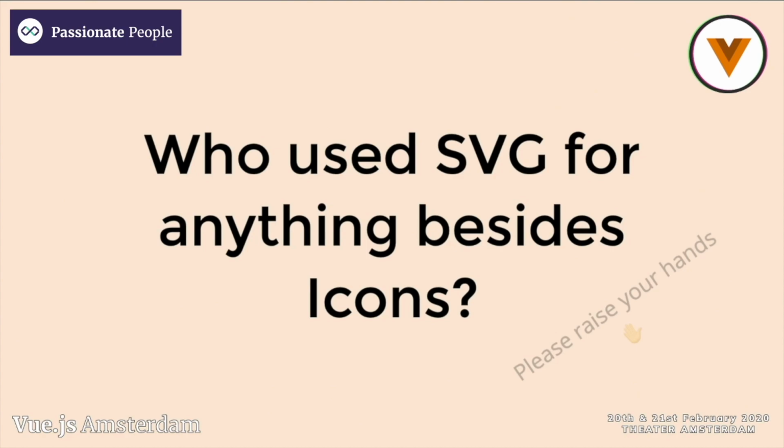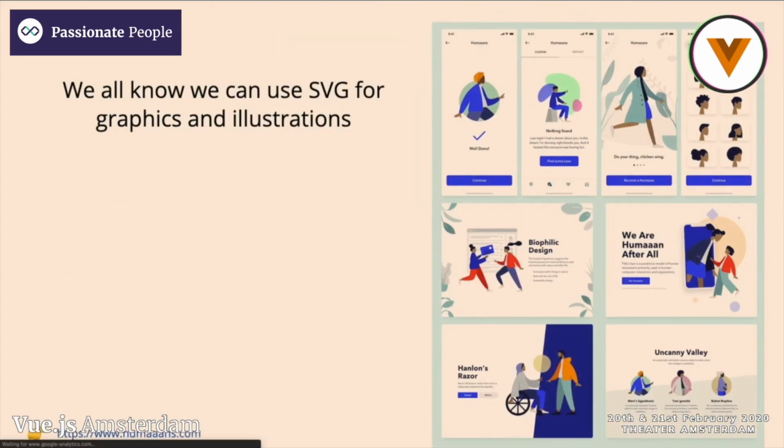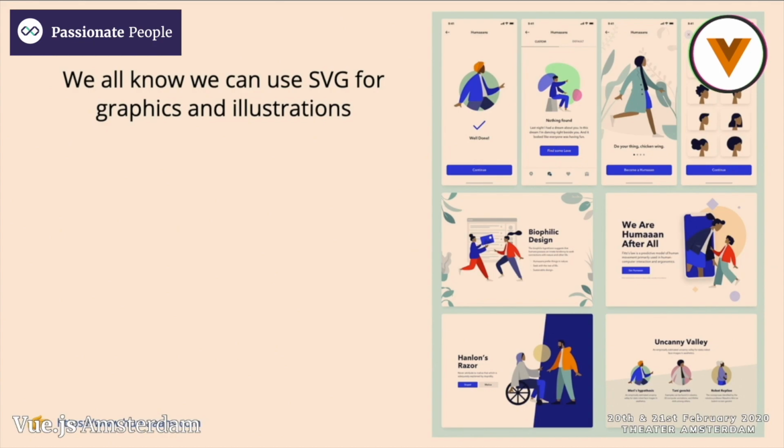Okay, so who used SVGs for anything beside icons? Okay, I want to see those hands again. Not 92, but a little bit less. Okay, that's good. So we can use, of course, SVGs for graphics and illustrations. Another good example is Humans, which is spelled differently. It's a huge library of scalable vectors that you can play around with and create your own sets of backgrounds and graphics, etc. So introduce this link to your designer friends. They will definitely love you for that. It's a huge and open source website.